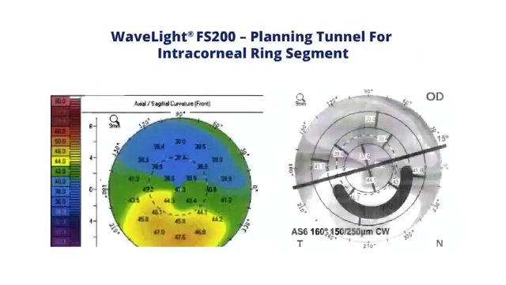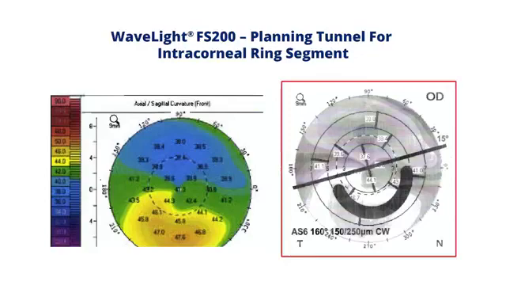Let's have a look at how we might use the FS200 to plan and place a corneal ring segment. So here's a keratoconus patient, quite a significant inferior steep cone, and we've got a plan from the manufacturer for a 160 degree ring segment, which is going to go inferiorly as shown on the black and white diagram on the right.